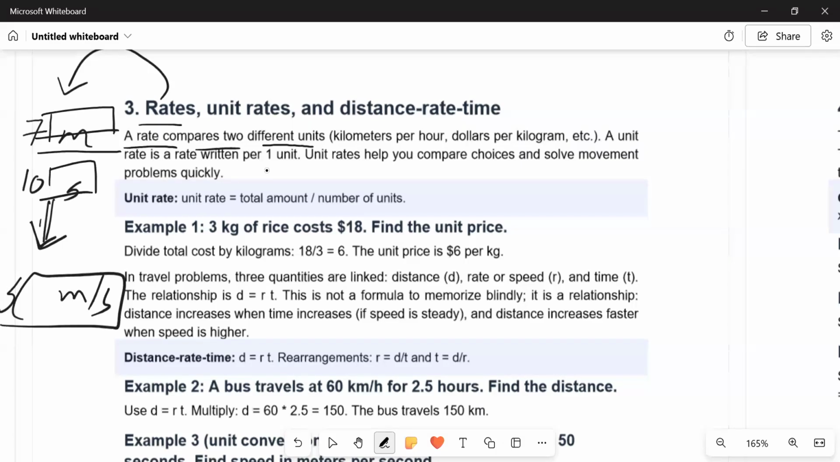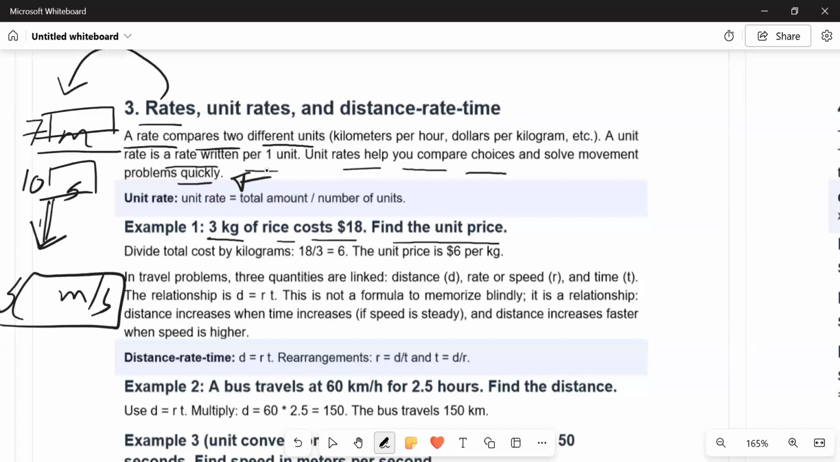So a unit rate is a rate written per unit. Unit rates help us to compare choices and solve movement problems quickly. This is something we are going to see in a problem. But let us see another problem to know actually what a rate is. Again, in a rate you will have two different units. In this problem, 3 kgs of rice costs $18. Find the unit price. Unit price or rate means that you need to know how much it costs to buy 1 kg of rice.